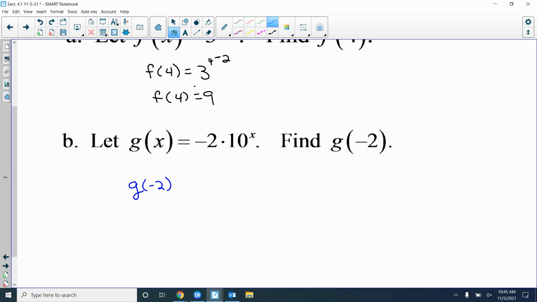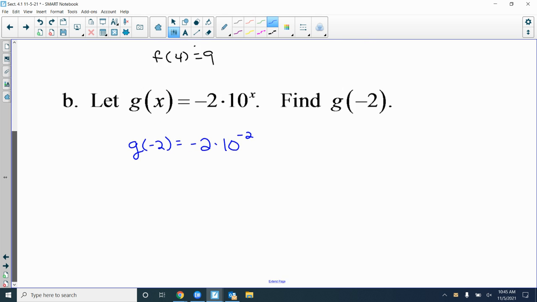G of -2 equals -2 times 10 to the -2nd. All right, Anna, what do you got? Final answer. -1/50. Okay, I agree with that. So you got 10 to the -2nd power.